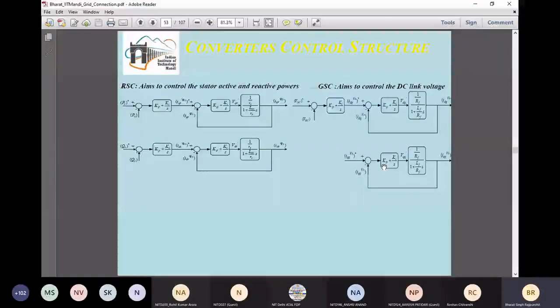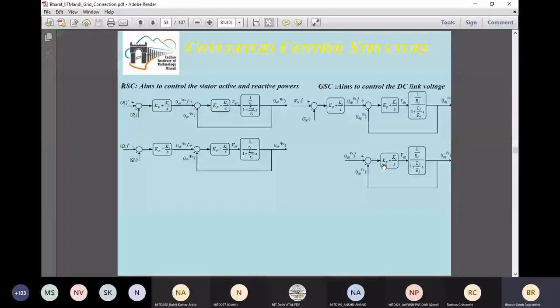And once this active power error is processed through the PI controller, the current reference is generated for the power electronic converter known as the rotor side converter, and it is able to inject a desired current into the rotor of a doubly fed induction generator, so that the speed can be changed, so that this active power error can be reduced.